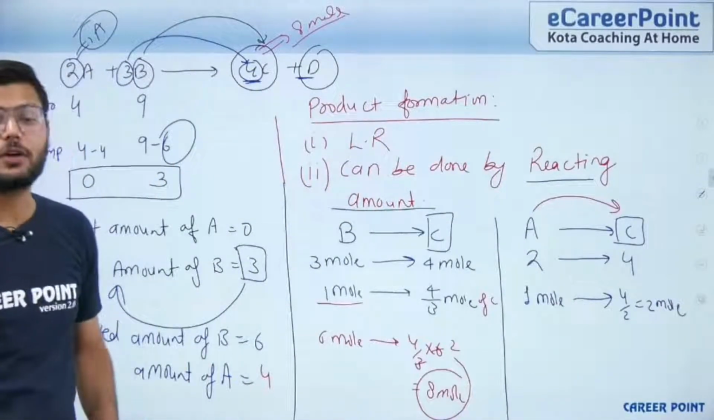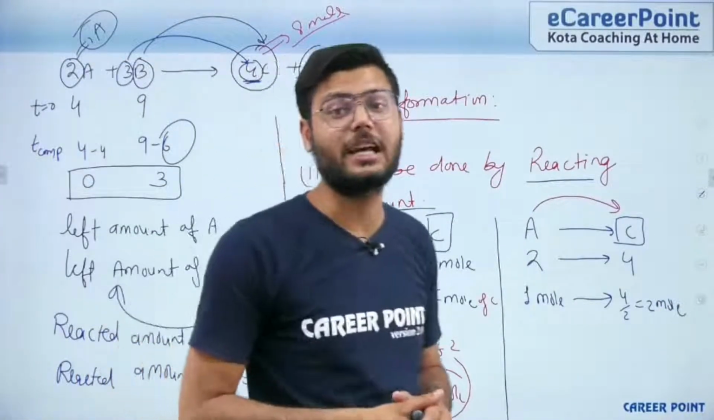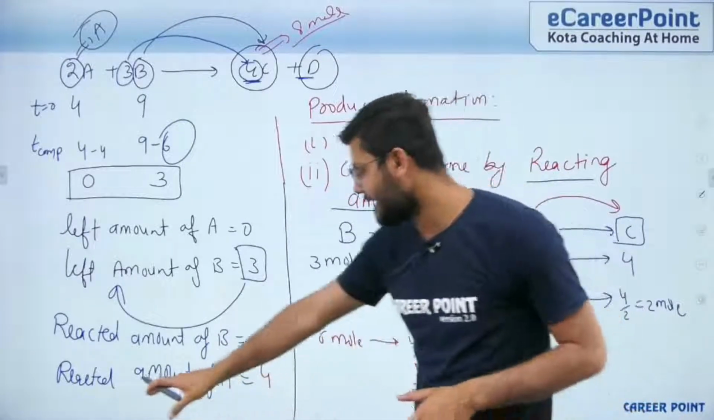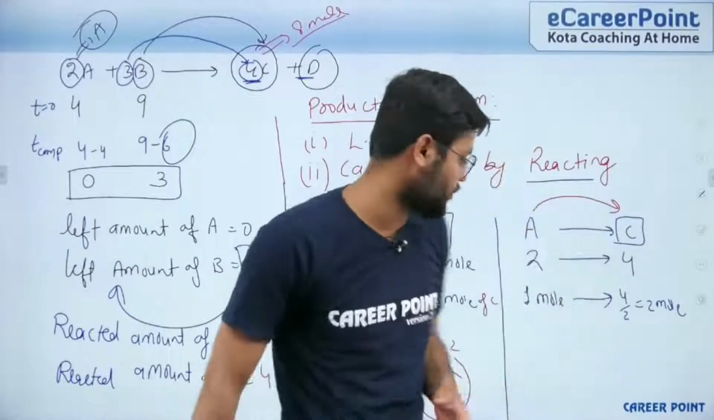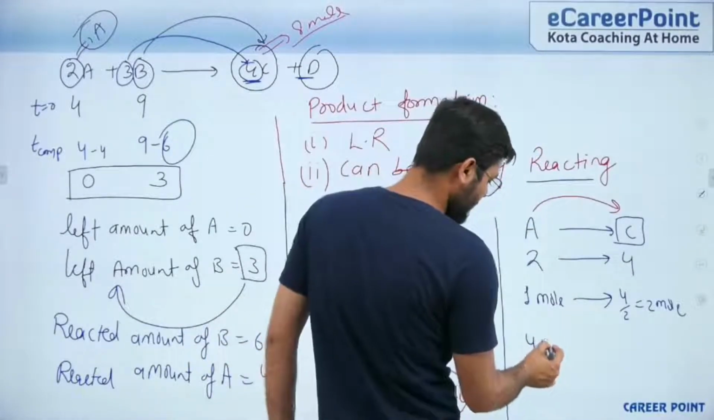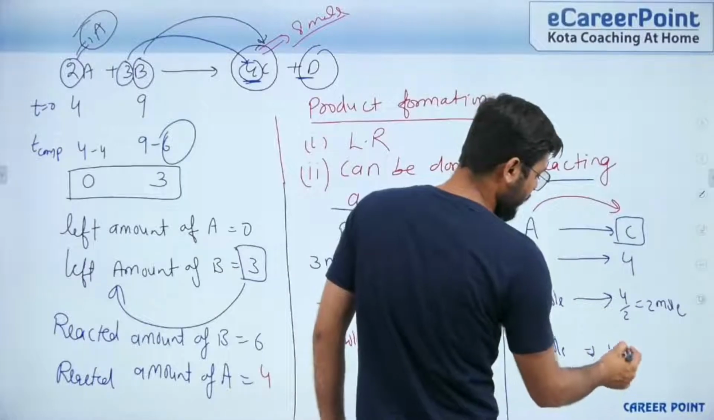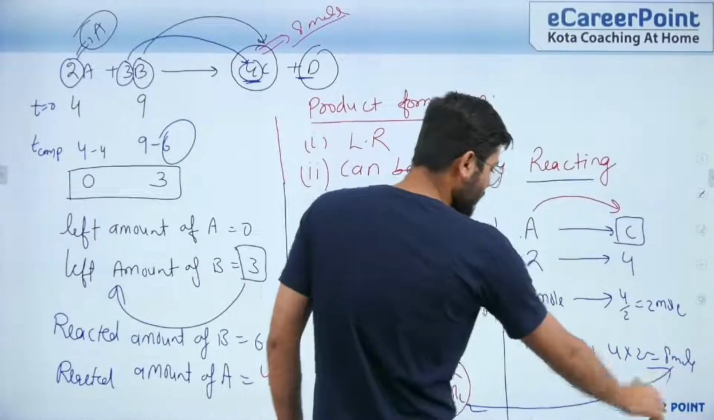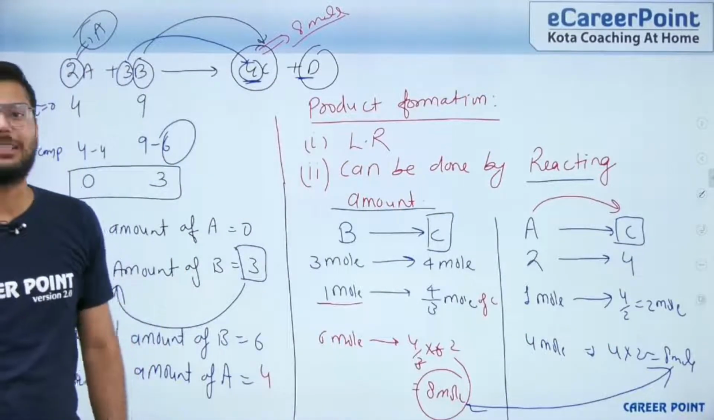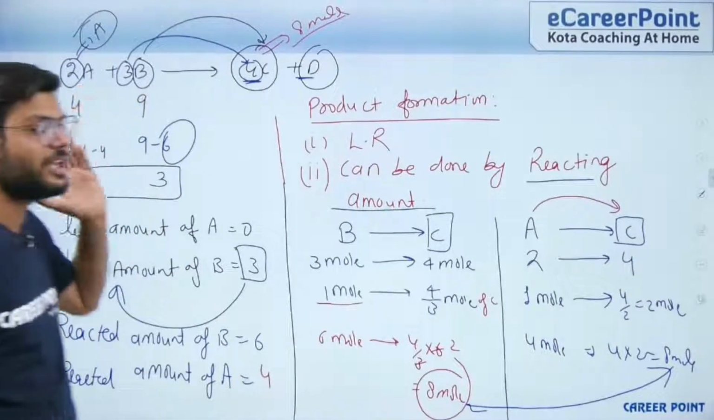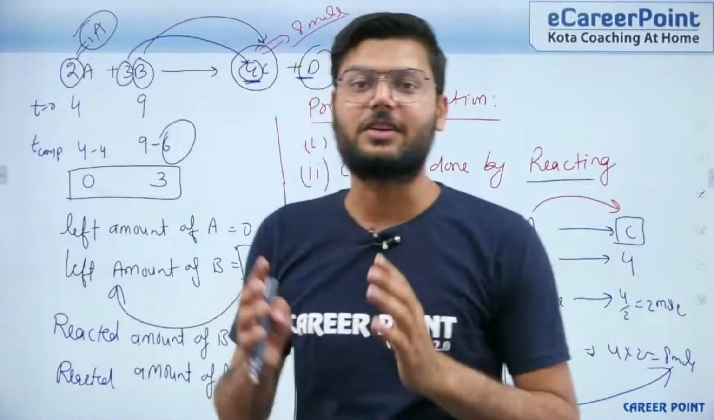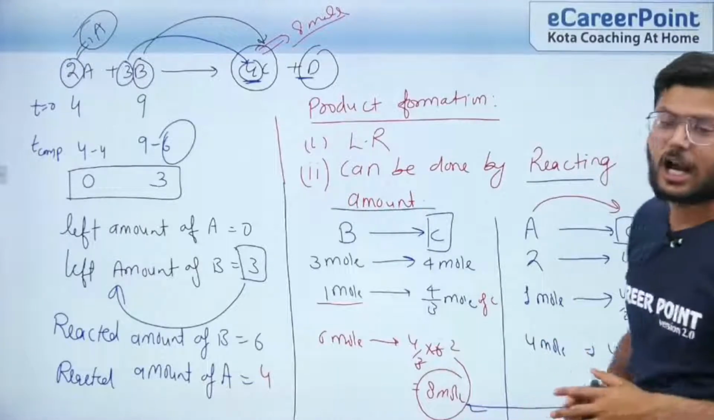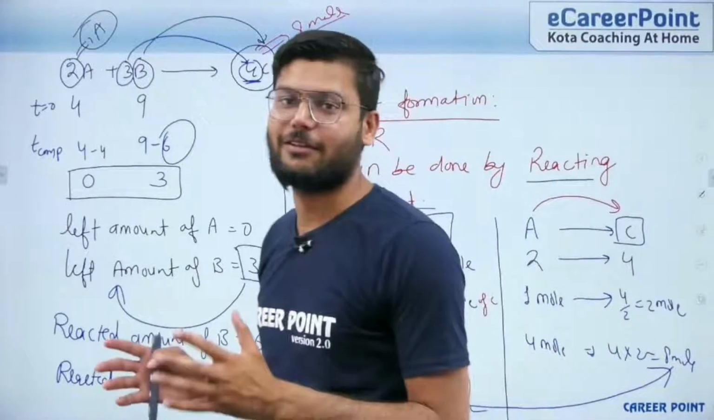How many moles of A is reacted? Or I would say the reacting amount of A. So what is the reacting amount of A? Reacting amount of A is 4. So 4 mole is going to make 4 into 2, equal to 8 moles. It doesn't matter whether you are using A or B, you should only focus on the reacting amount of the reactant, and then you are going to get how much amount of C and D will form.